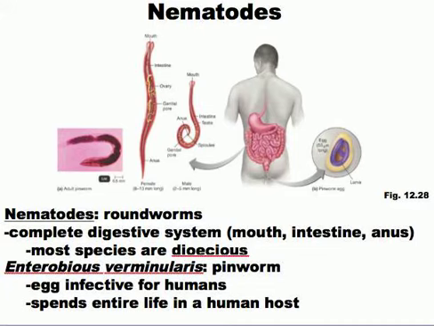So it's tapeworms. Now we're going to talk about the nematodes, which are the roundworms. Now, nematodes have complete digestive systems, which means they have a mouth, intestine, and an anus. And most species are dioecious, so they have separate males and females. So the male reproductive organs and the female reproductive organs are not in one organism. Instead, they're in separate individuals for these nematodes. Now, nematodes that infect humans are divided into 2 categories: those in which the egg is infective and those in which the larva is infective.